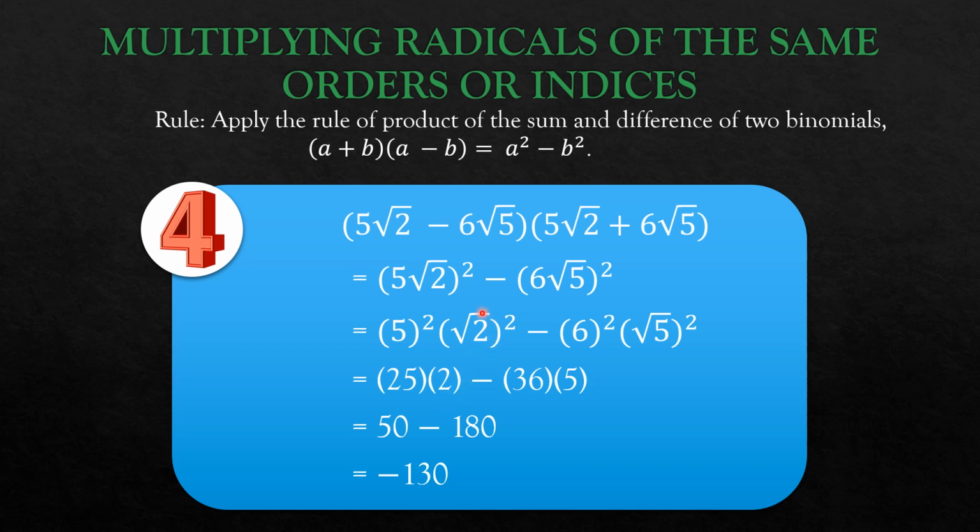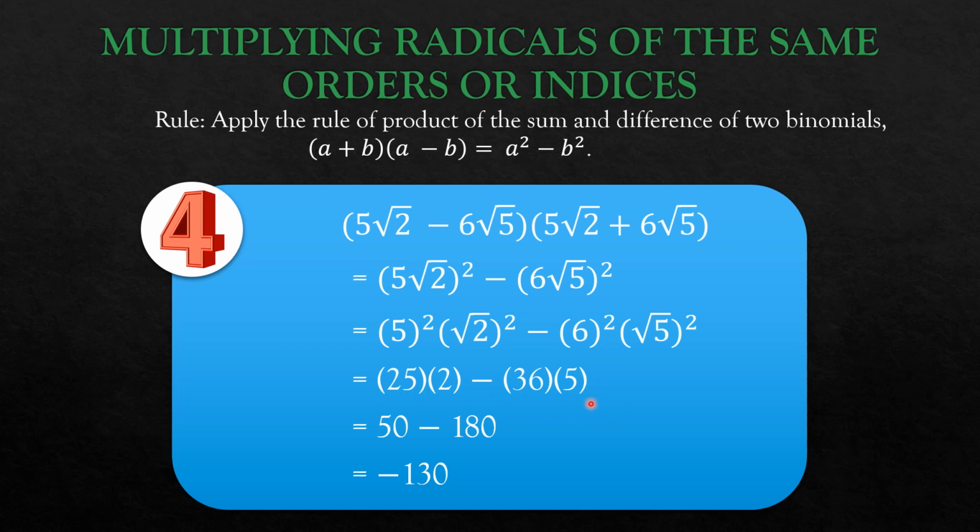You cancel out the radical sign and the power since the index is 2 at the same lang din sa power. And then, the operation minus. Then, 6 squared, that is 6 times 6 equals 36. And then, square root of 5 squared is equal to 5.